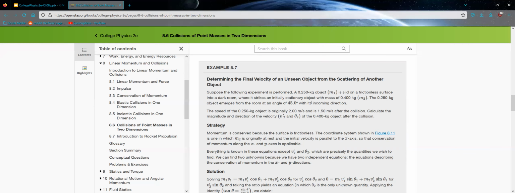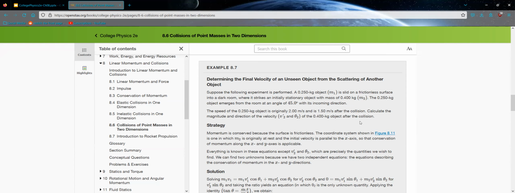Suppose the following experiment occurred. A quarter kilogram object, M1, is slid on a frictionless surface in a dark room, where it strikes an initially stationary object with a mass of 0.4 of a kilogram, M2. The quarter kilogram object, M1, emerges from the room at a 45-degree angle with its incoming direction. The speed of the quarter kilogram object was originally 2 meters per second and is instead 1.5 after the collision. Calculate the magnitude and direction of the velocity of the second object.